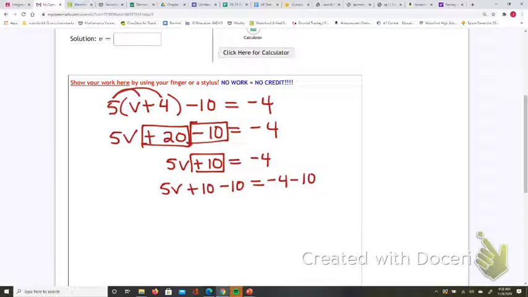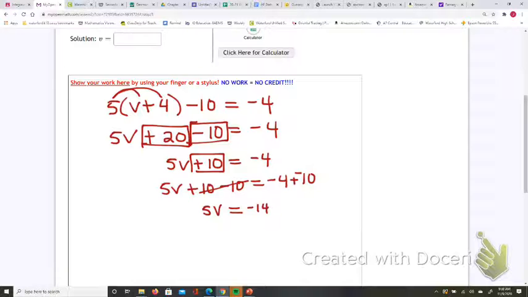Now 10 minus 10 is 0, so we cross it out. So we have 5v equals, okay, now we have negative 4 minus 10, so we make it plus the opposite. So now we have negative 4 plus negative 10. We have 4 negatives plus 10 more negatives. If they're all negative, we combine them, so we add them, and we have 14 negatives.